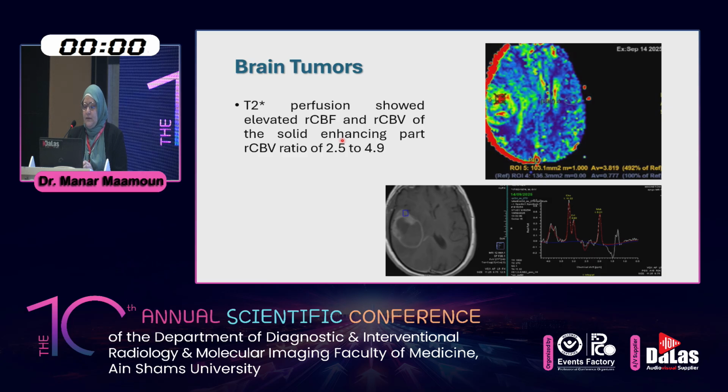This is a classic form of brain glioma showing a relative increase in cerebral blood volume reaching up to 4.9, which is very high.